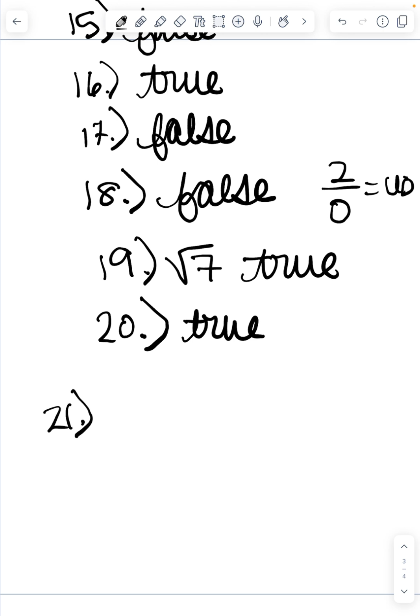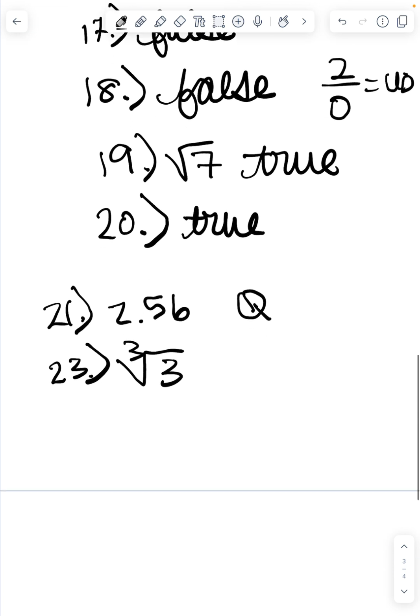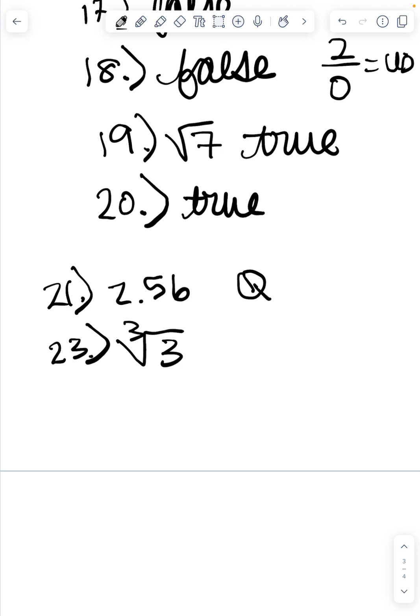Number 21, as specifically as possible, classify the set each number is in. Number 21, 2.56. This is a terminating decimal. That means it is a rational number. Number 23, the cube root of 3. So can we find a number times itself, times itself 3 times, that equals 3? Do we have a perfect cube root? We don't. That means it's irrational.